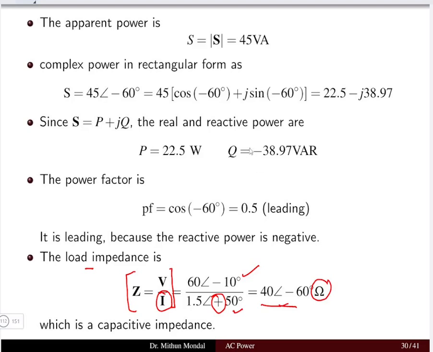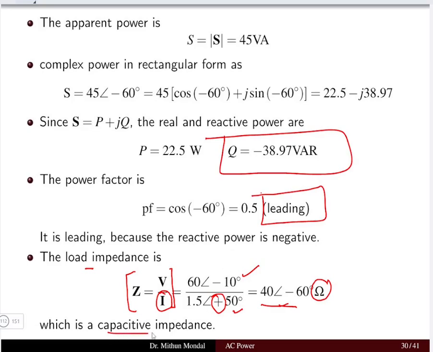Now since the reactive power is negative and the power factor is leading, we can say that it is a capacitive impedance, because you know that for a capacitor the power factor will be leading, meaning the current leads the voltage. From here also you can see that the current is leading the voltage, so obviously it is a capacitive impedance. So from the impedance also we can decide what type of load it is.